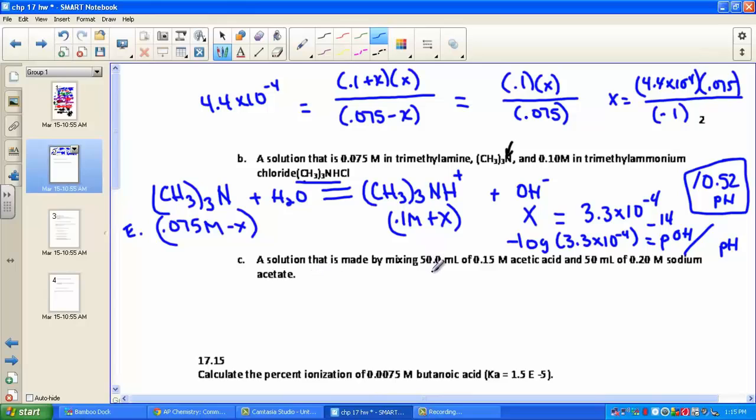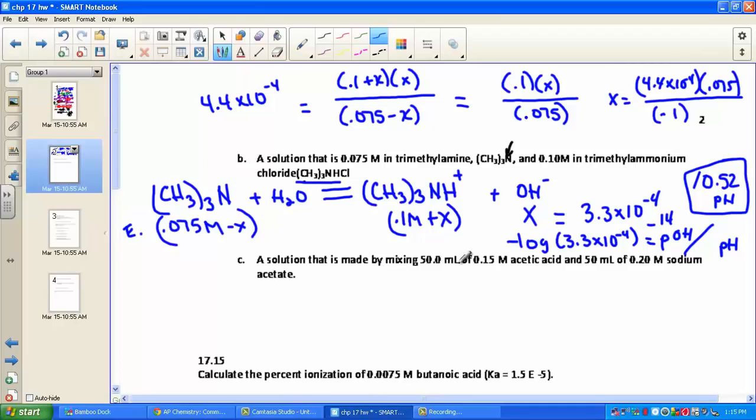Here we have a solution made by mixing 50 mils of a 0.1 molar acetic acid with 50 mils of 0.2 molar sodium acetate. Why are we given those volumes and not the volumes of the other solutions? Any ideas? Think that through for a minute. Why would we be given volumes here? Well, let's just think that through here.